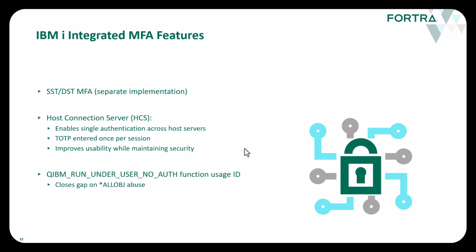And then not an actual multi-factor authentication feature, but they did add a function usage ID to close the gap on all object abuse. And this is something we see heavily through our State of IBM i Security study. We see this all the time. There are a lot of profiles on a lot of the systems we look at that have this all object, and the function usage ID is going to close that gap by specifying that a user cannot run a job under one of those all object users without explicit permission. So it does provide additional security there. It's separate but useful when we're talking about multi-factor authentication.